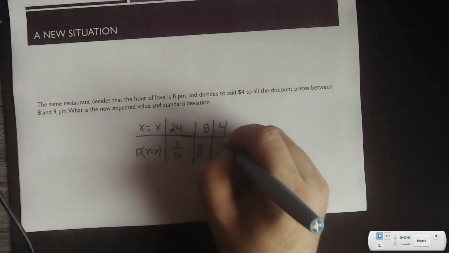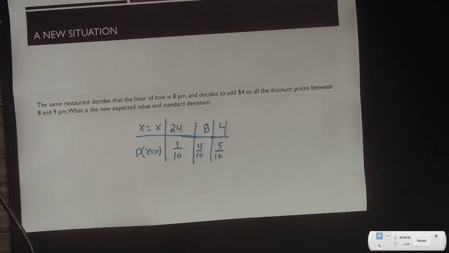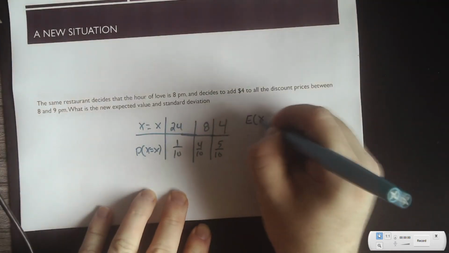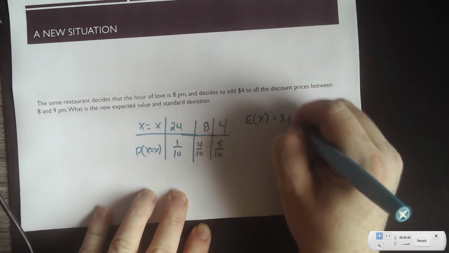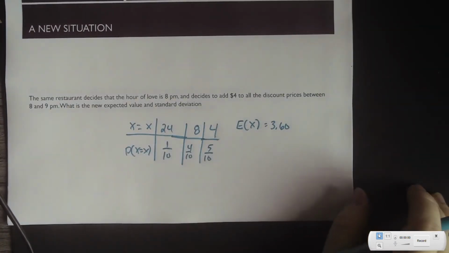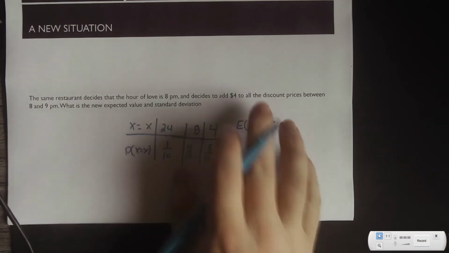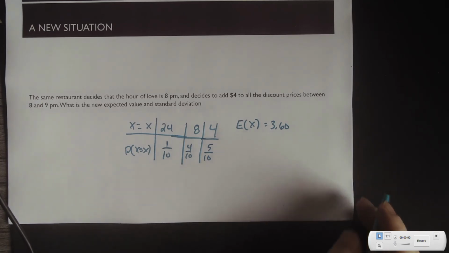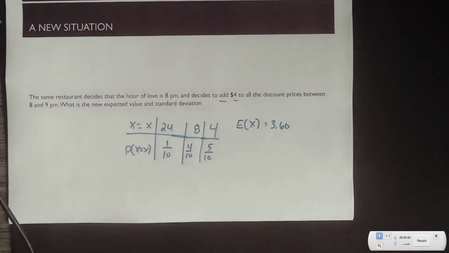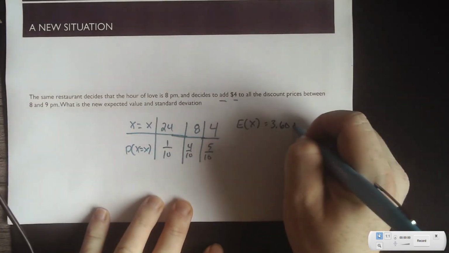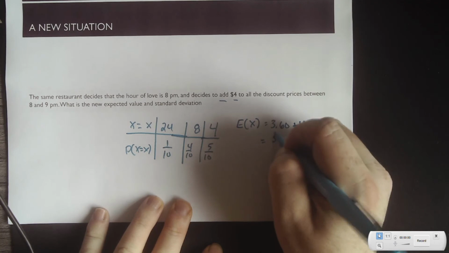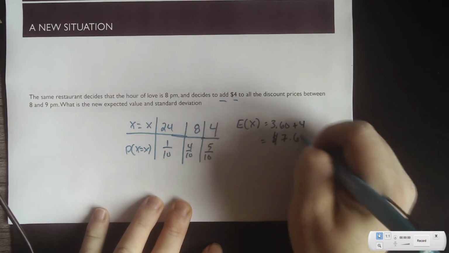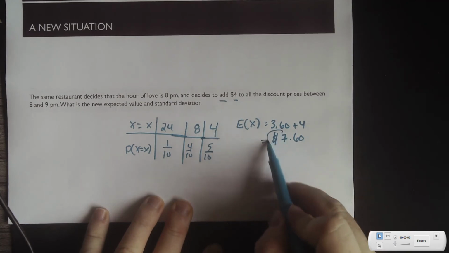So the question becomes, what happens now? And I don't physically want to find the expected value again if I don't have to, because I know the expected value from the last one was $3.60. If I can do something to manipulate this and not have to do all that work, I would love to, and it turns out I can. As long as they're all being added the same thing, which in this case is 4, I can just add it right to it. So $3.60 becomes $7.60. So that's my new expected value.